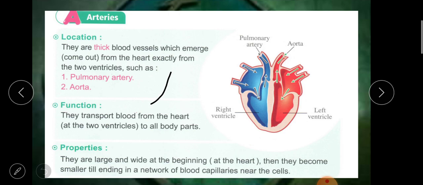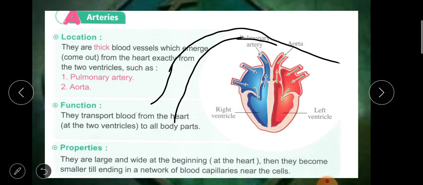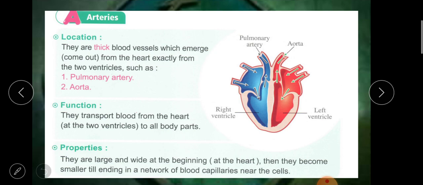So if I'm going to draw it for you, first it's large, then while it enters inside our body, look, it becomes smaller. And it will end with what? It ends with blood capillaries. When it becomes small, we call it blood capillaries. So, the arteries are large and wide at the beginning, at the heart, and they become smaller, and end with small vessels. We call them what? We call them blood capillaries.